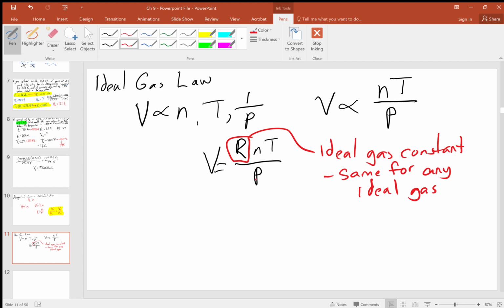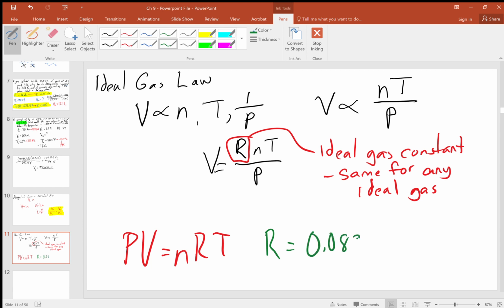And so if we rearrange this equation, we get it in the form that we most commonly see, which is PV equals nRT, where R is equal to 0.08206 liters atmospheres over moles times Kelvin.